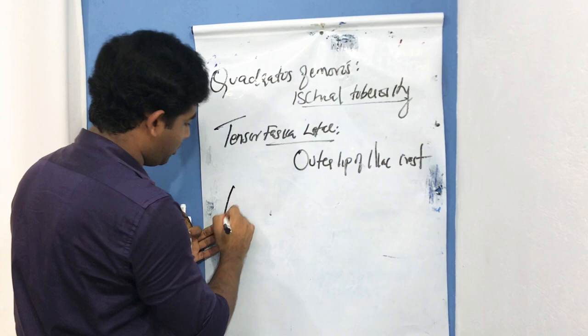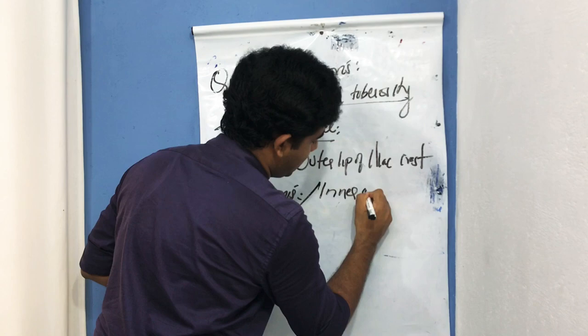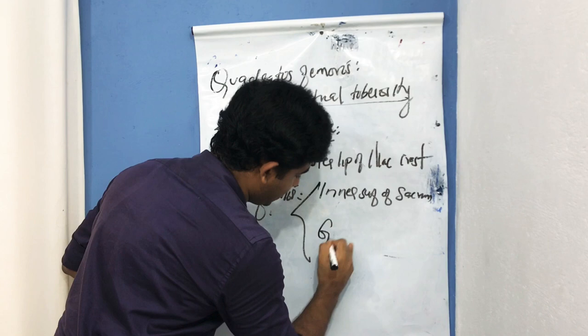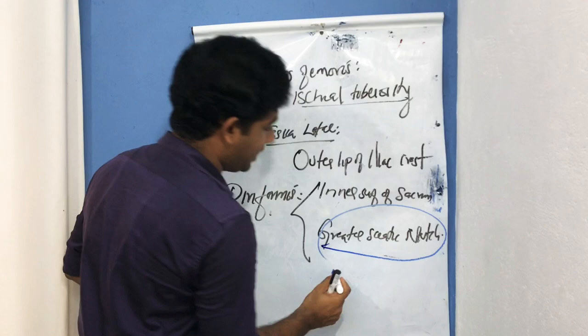And the last muscle which you have to remember is the piriformis. Good? This is arising from the inner surface of the sacrum. Okay? And the greater sciatic notch. We already studied about the lesser sciatic notch, so you can correlate with that. This is the lesser sciatic notch. Here it is the greater sciatic notch. And in the gluteal region, there is the sacrum. So, this is from the sacrum.